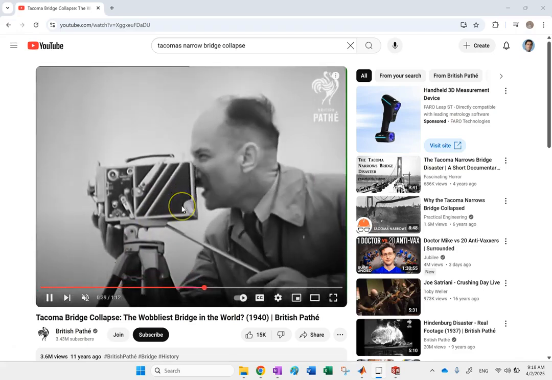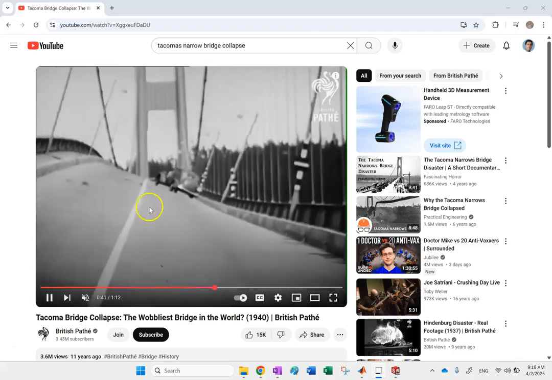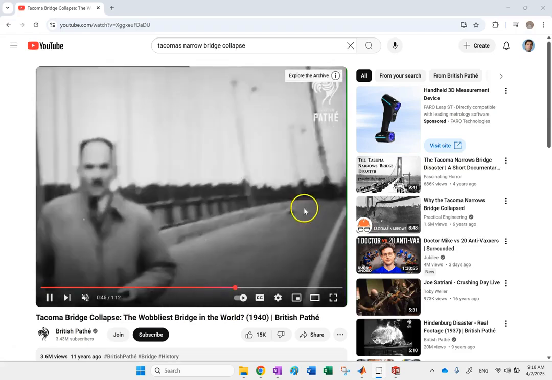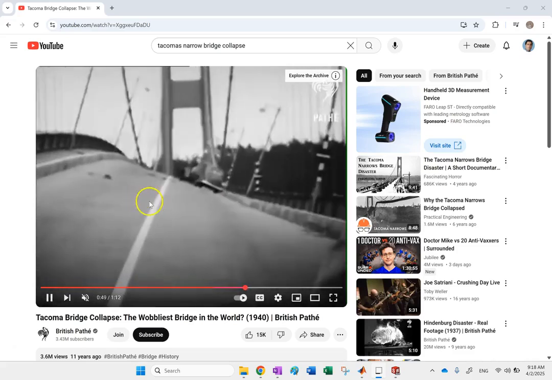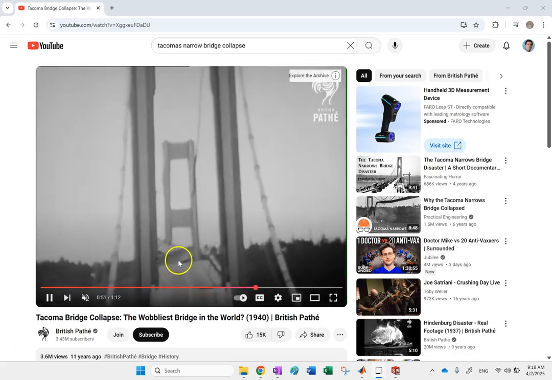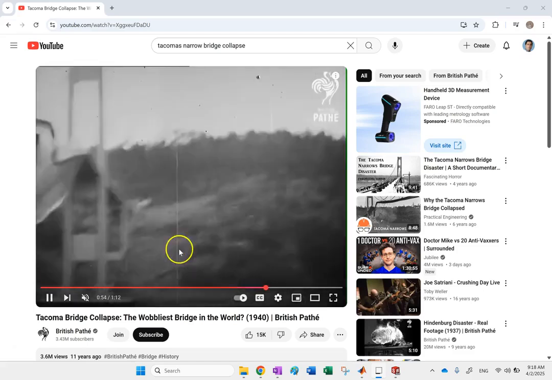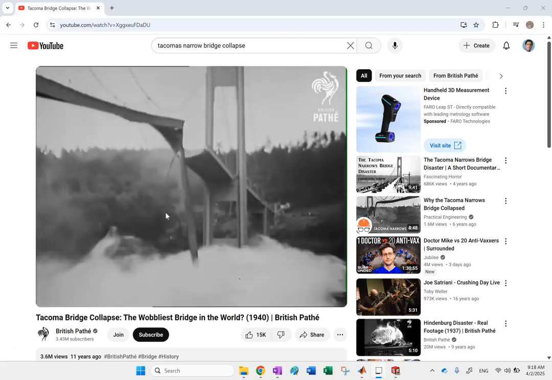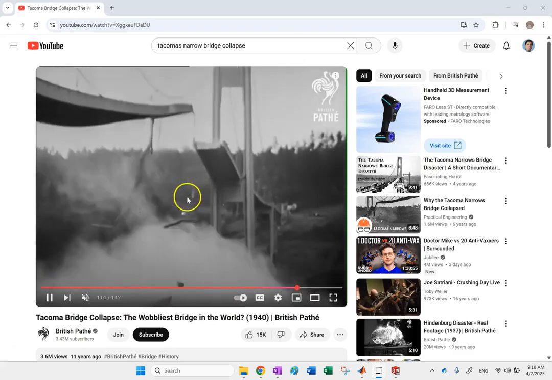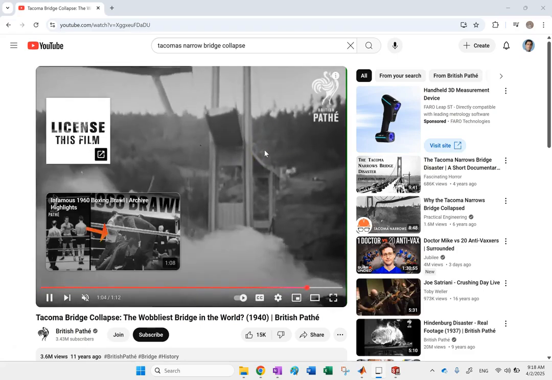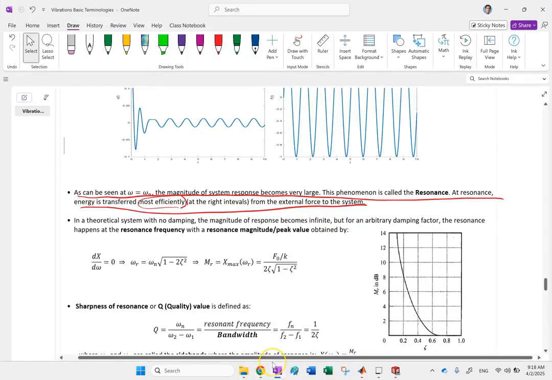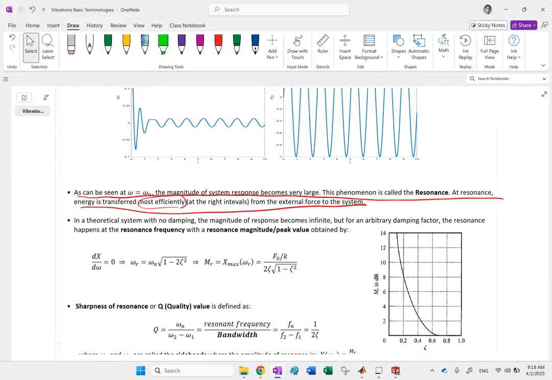They removed a lot of cross members, so the torsional stiffness and damping of the system was very low. As a result, a small wind that would not otherwise damage the bridge at all will make it just basically dance like that, and then boom, it falls down. The wind was not really that strong, but it had the right frequency, and the system was not supported for torsional vibrations. So this resonance can be very, very dangerous if it's not attenuated properly.